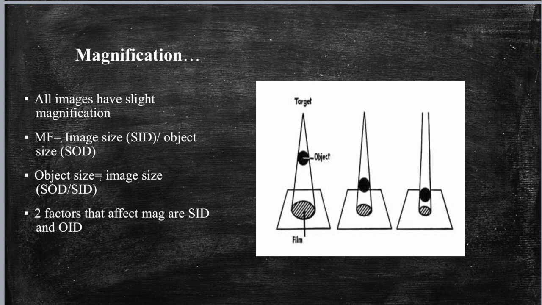Magnification. All images have slight magnification. For most exams, minimizing magnification is desired. There are a few exams where some magnification can be helpful. Magnification is expressed by the magnification factor, which equals the image size divided by the object size. It can also be measured by dividing the SID by the SOD. To minimize magnification, you want to use a large SID and a small OID.